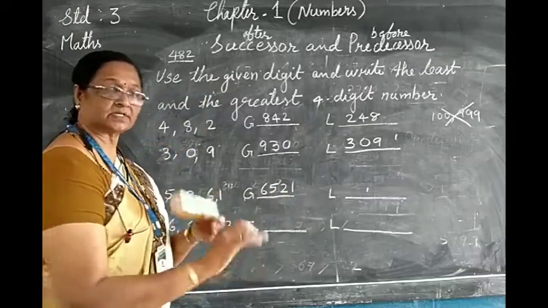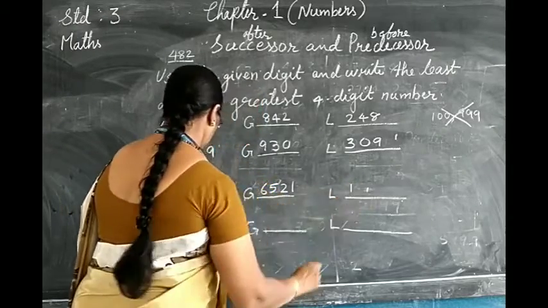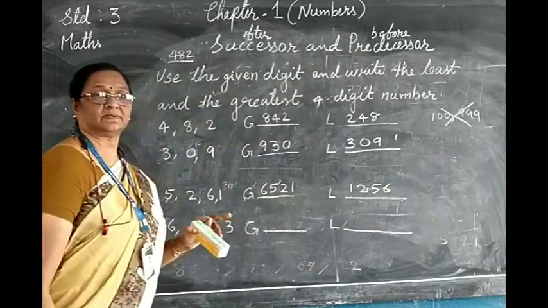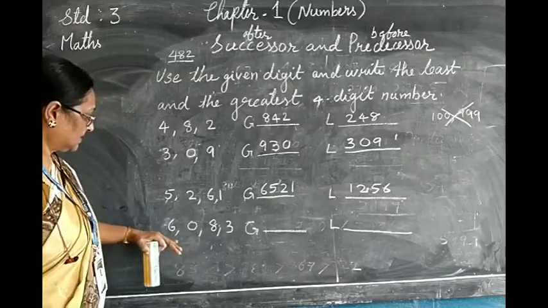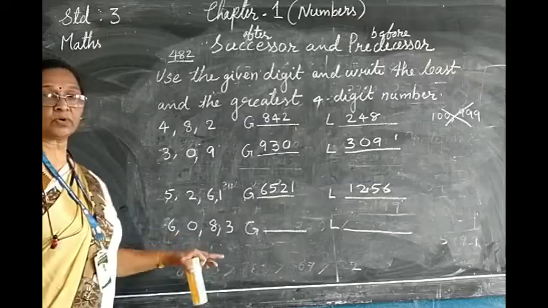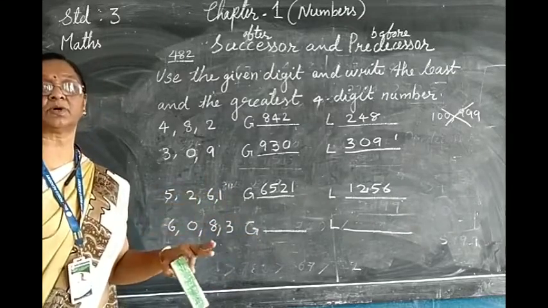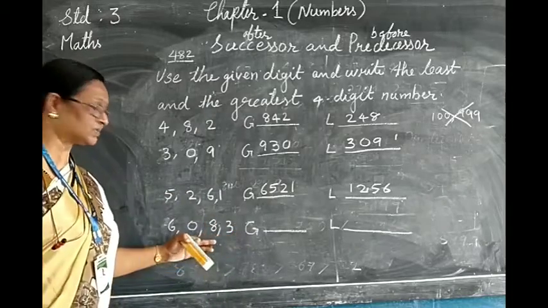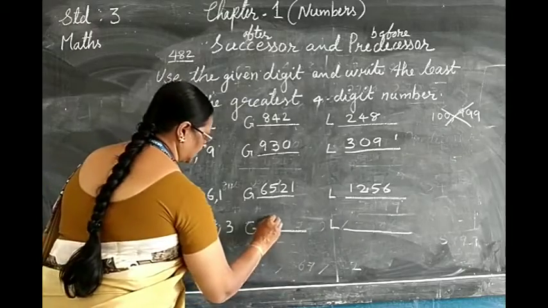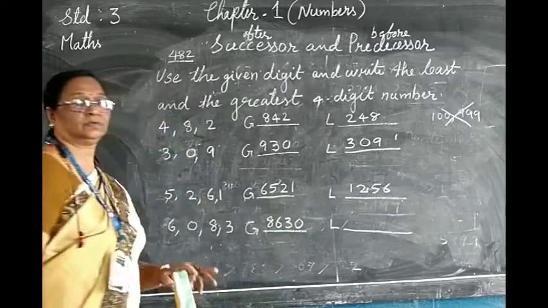So for the least, just reverse it, that is 1, 2, 5, 6. Right. And then this one: 6, 0, 8, 3. They have also given 4 digits. So we have to write the greatest 4-digit number and the smallest or the least 4-digit number using these digits. Same way, just check which is the greatest one, that is 8, next is 6, then 3, then 0.